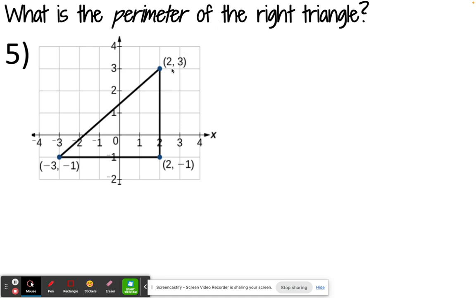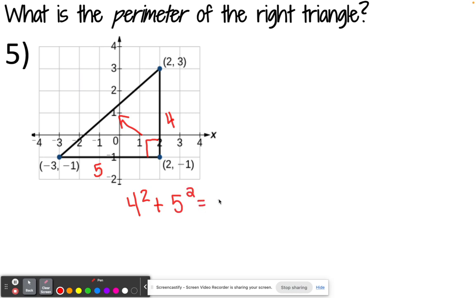Well, I can count and see how long this side is. It is 1, 2, 3, 4 units long. And this side is 1, 2, 3, 4, 5 units long. But I can't count this, so I'm going to need to figure out what that is. And I can do that because it is a right triangle. And there's my hypotenuse.